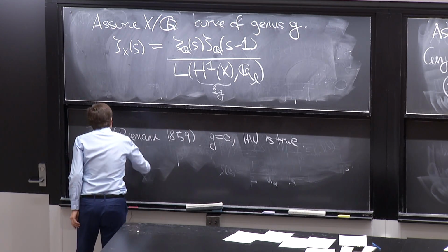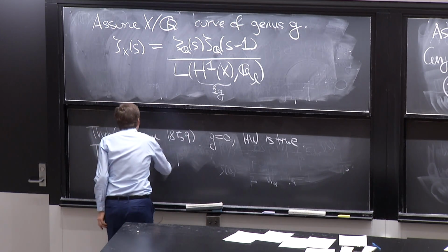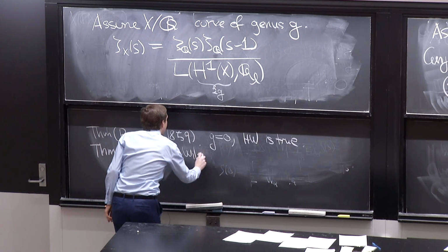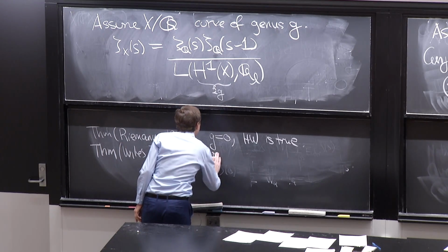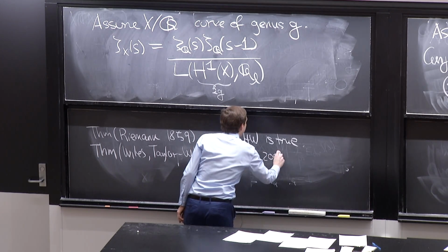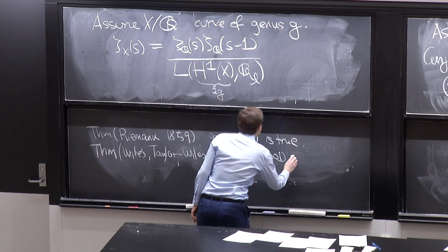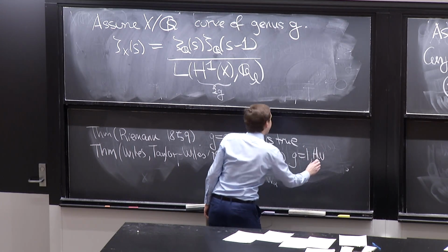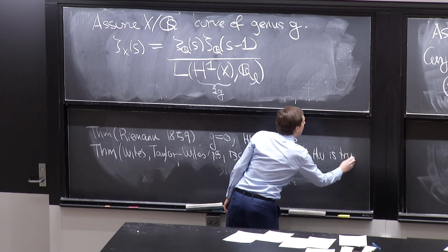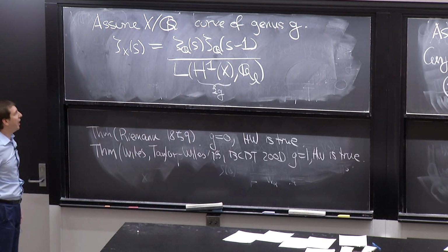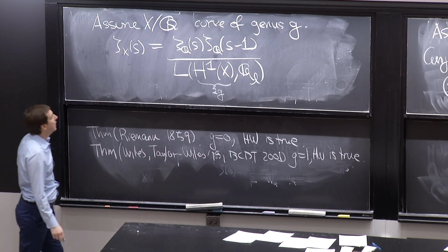And now, to return to the theorem of Wiles, Taylor-Wiles from '95, and Breuil-Conrad-Diamond-Taylor from 2001: if g equals 1, then the Hasse-Weil conjecture is also true. So I should say that they prove something stronger.